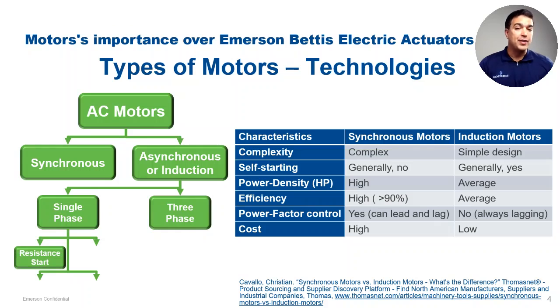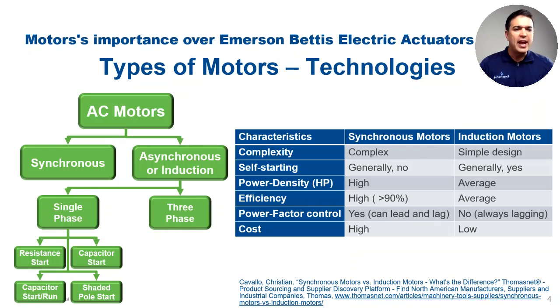Blowers are one of its applications. The second one is capacitor torque, which handles high inertia and loads. Pumps and actuators are common applications. The next one is capacitor torque and run. Compressors are a good example. The last one is shaded pole, which is self-starting due to the copper ring, but runs only in one direction. Fans are the best example.